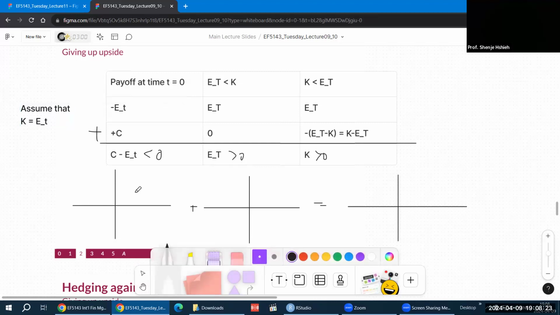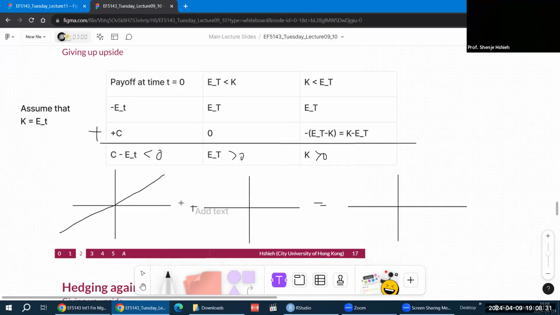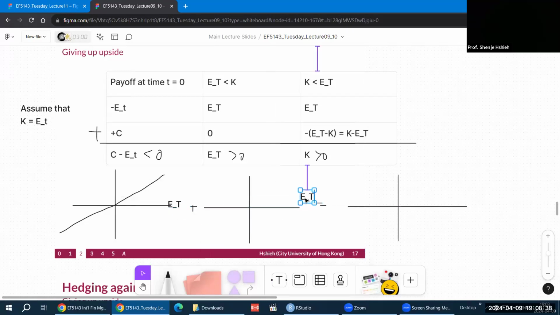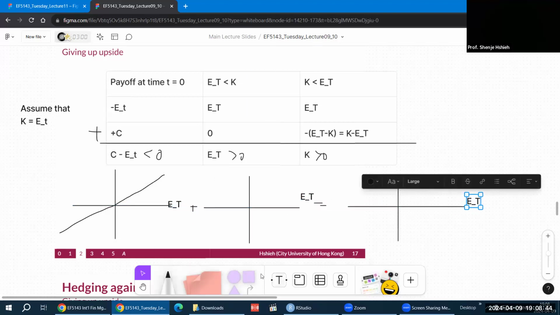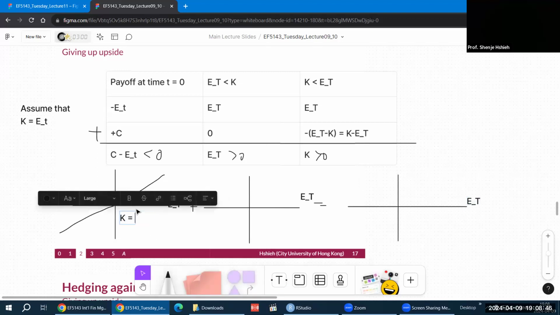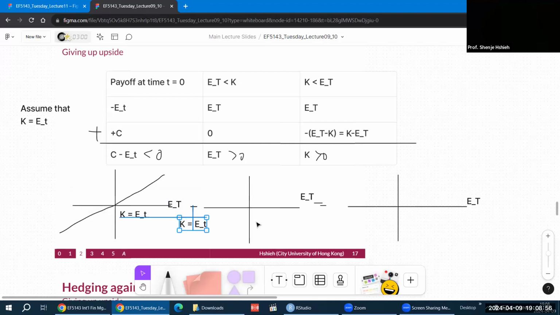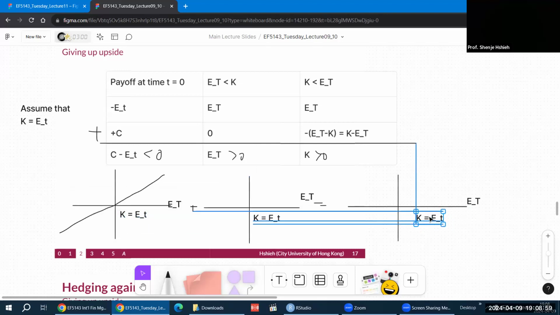So our unhedged position, we all know what that looks like. It's an upward sloping curve. Our payoff is linear, right? And so let me write E_T, capital T, to indicate that it's the future price. And let me write K equals E_T to indicate that this intersects not at 0, right? But at K. So let me copy paste.